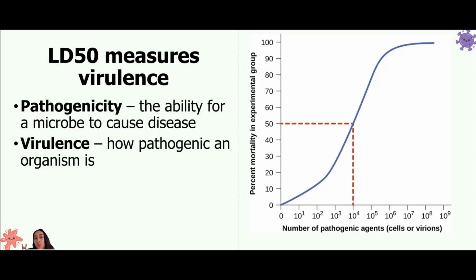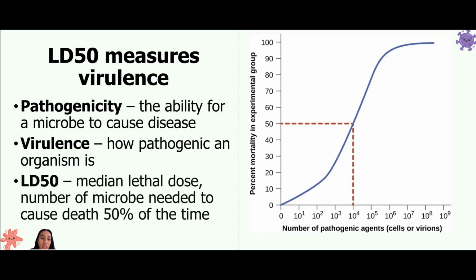There is a way for us to, quote unquote, measure how virulent a microbe is, and we call it the LD50. The LD50 stands for the median lethal dose. It is the number of microbes that you need to be exposed to that would cause death 50% of the time. Median meaning the middle. So for example, this is a specific microbe and they did a test and they exposed, let's just say, mice to very little amounts and very high amounts of the bacteria or virus.